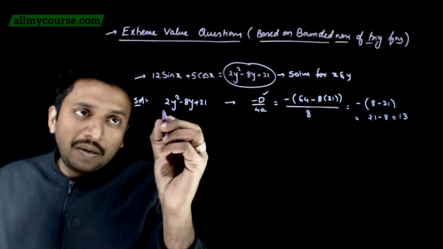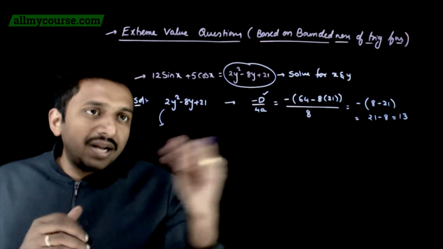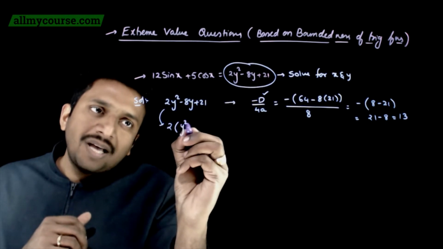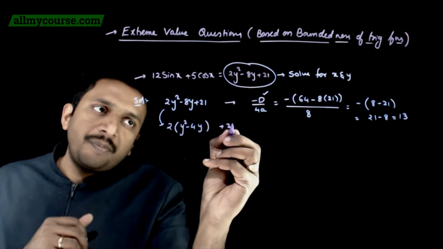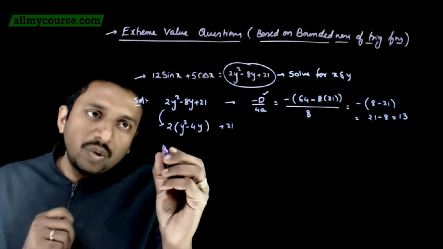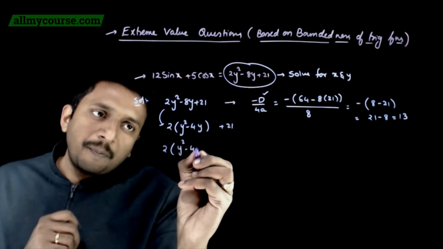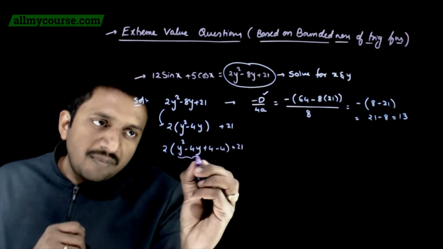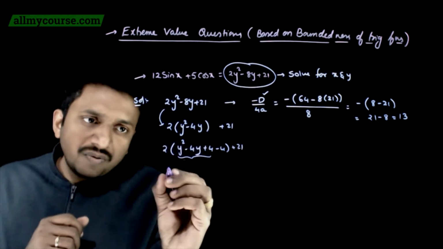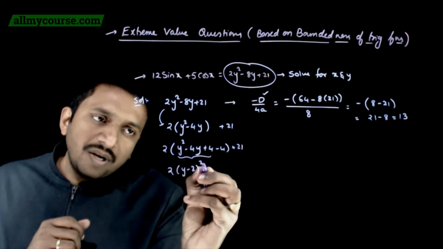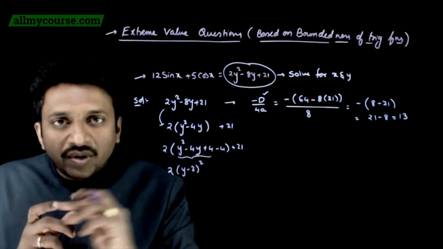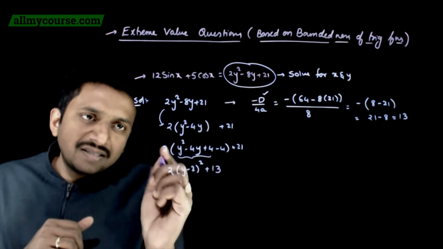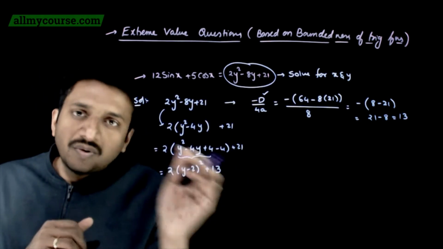Otherwise, if you want to do it directly, you can also use the method of completion of squares to get this value. So what you can do is write this expression as 2 times y square minus 4y plus 21. You just need to complete the square here. 2 times y square minus 4y plus 4 minus 4 plus 21. So y square minus 4y plus 4 becomes y minus 2 whole square. It is 2 times y minus 2 whole square minus 8 plus 21, which is plus 13. So this expression can be written as 2 times y minus 2 whole square plus 13.